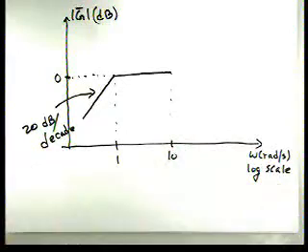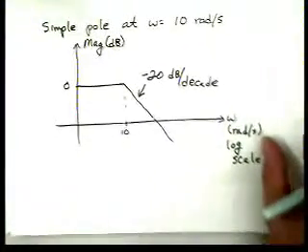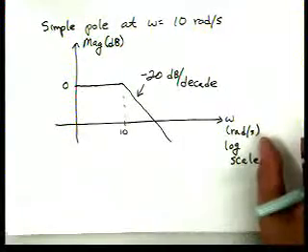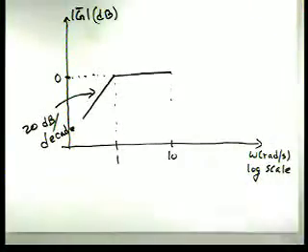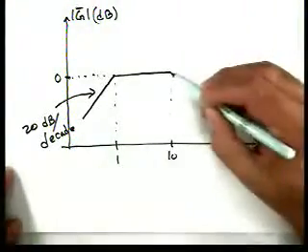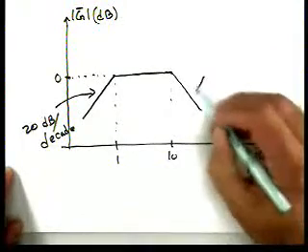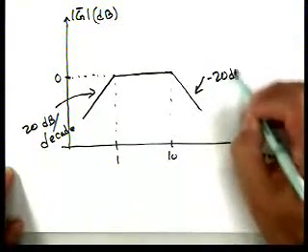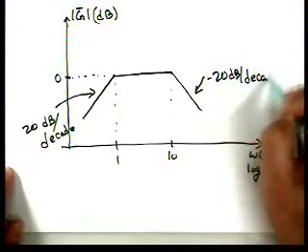And then at that point, our other pole here, notice it has a gain of 0 until it gets to 10, and it goes down at 20 dB per decade. So now it breaks down at minus 20 dB per decade.